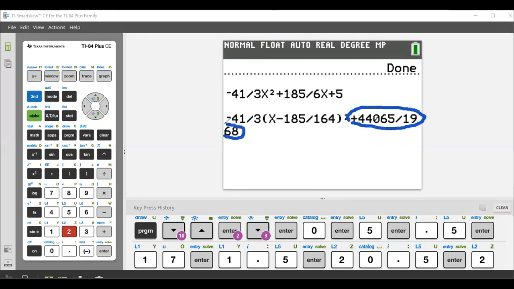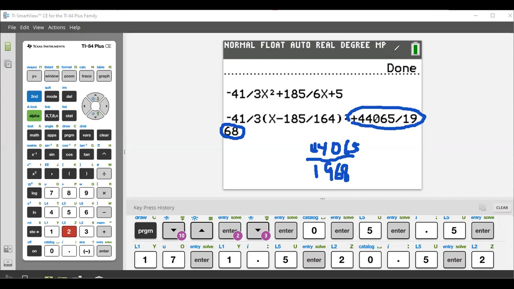Actually, it kind of spills over to the next one. So basically what we're looking for is 44. It's kind of hard to write with a cursor here. 44,065 divided by 1968. Now, basically all I'm going to do is key that in, and that's going to be the maximum height.